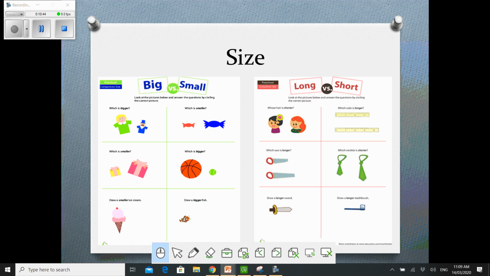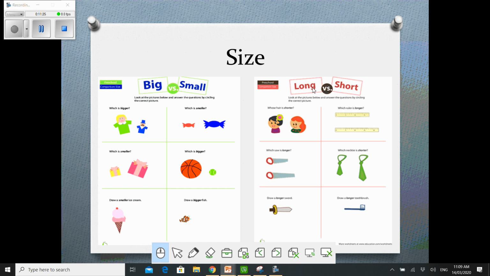So we can classify according to the size, big or small, and long and short. I can say here the red candy is smaller than the blue candy. And I can say the first ruler is shorter than the second ruler. Or the second ruler is longer than the first ruler. So I am classifying by the size, big, small, or long, short.